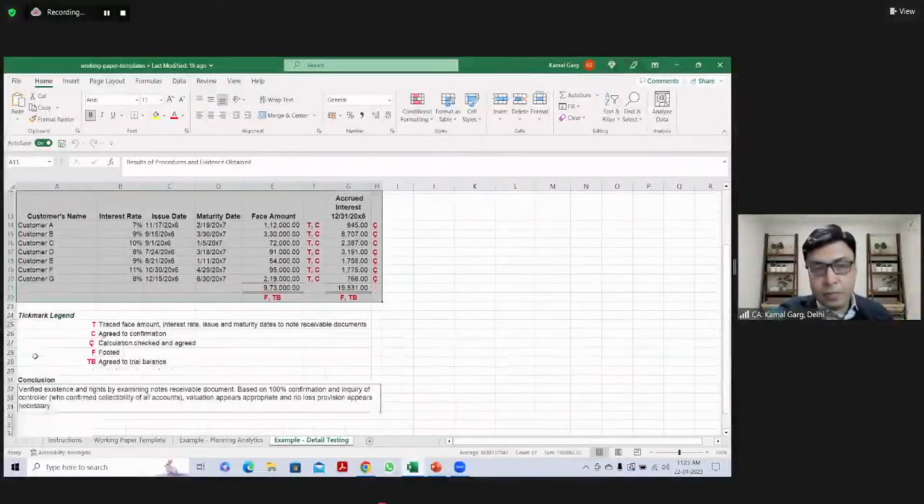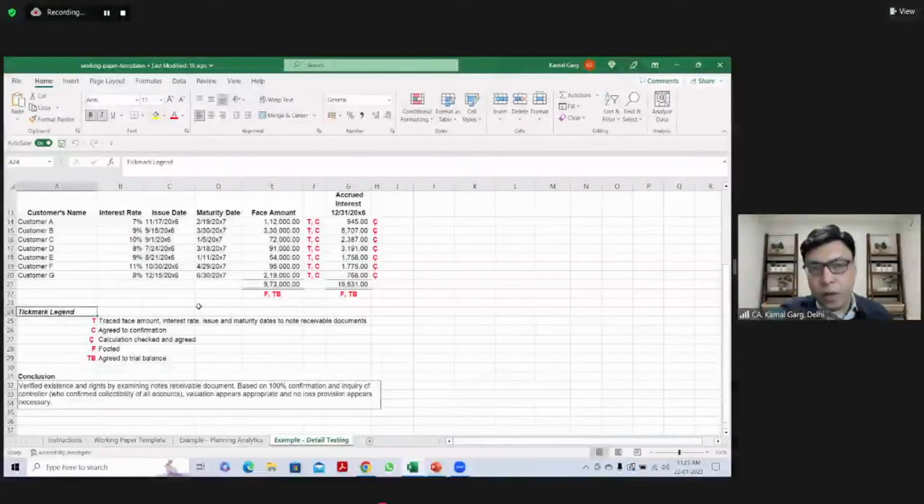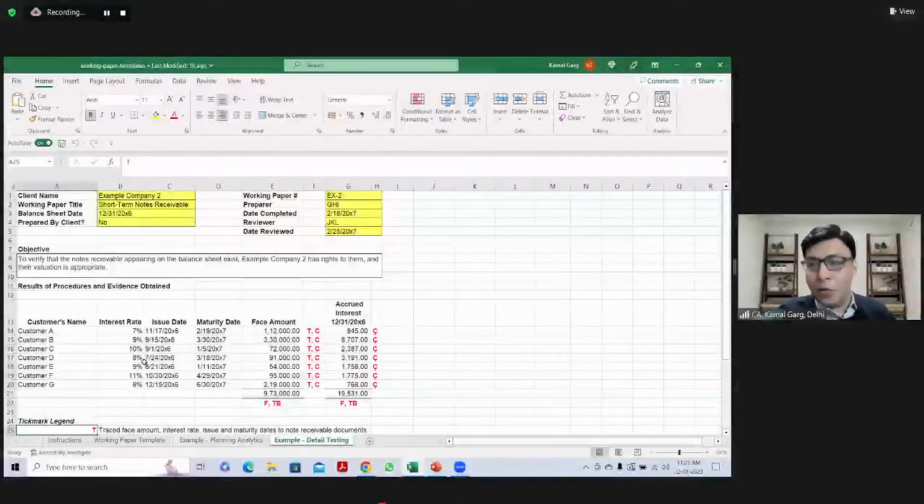And then conclusion. This is the legend; I am using some short forms over here. What is the short form? Like T means agreed to face amount, interest rate, issue and maturity dates, etc. C means agreed to confirmation. This C means calculation checked and agreed. F means, what it means I will see later. TB means trial balance. So I believe this is a simple format of working paper, and you can devise your own format as per your choice, because as on date in India, we do not have any prescribed format of any working paper. So it is purely your choice.